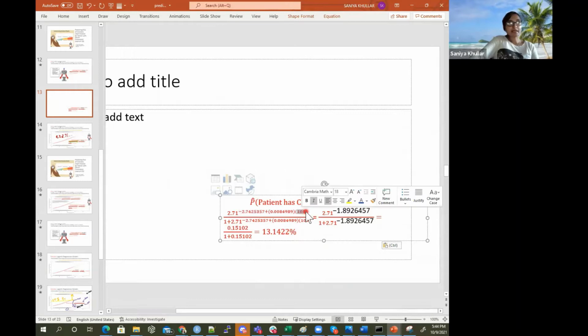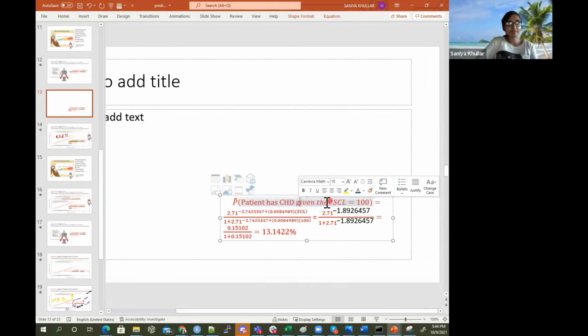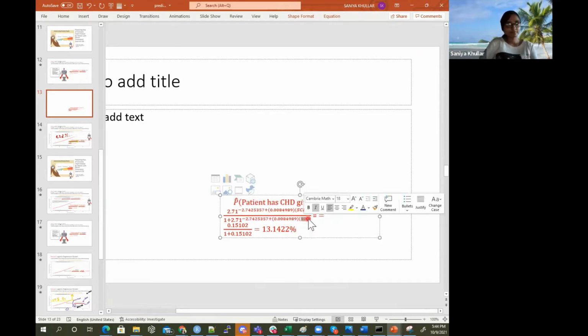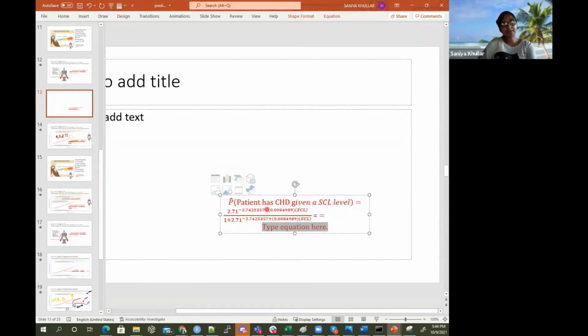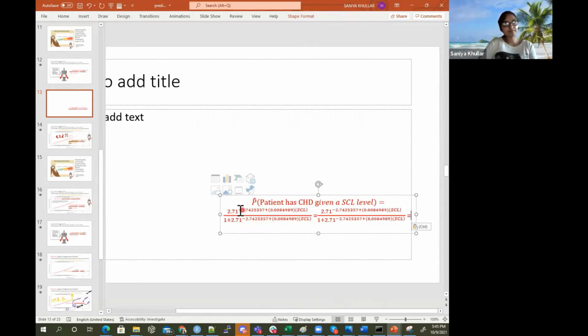It says that, hey, serum cholesterol level... So this is the model that I built, and this is the same thing here. This is an E. E is a special number. This is a logistic regression model.